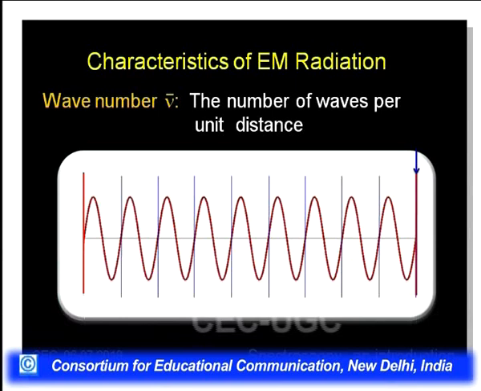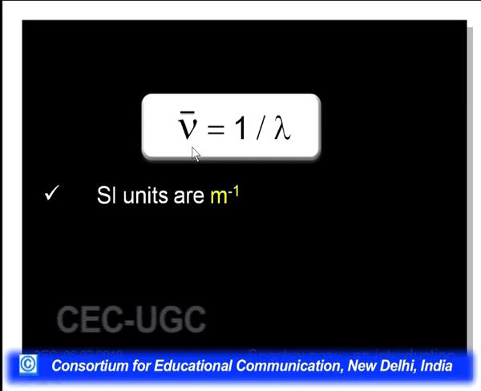Now suppose I have the same distance again, but we find that the number of waves is 9 in this case. That means if I take the wavelength to be smaller, more waves will come in the same distance. So wave number is the number of waves per unit distance. In a given unit distance, how many waves are there? It's very obvious from here that if the wavelength is less, the wave number will be more. There is an inverse relationship between wavelength and wave number, which we show here. Wave number is depicted as nu bar, the symbol for wave number, and that is equal to 1 by lambda.